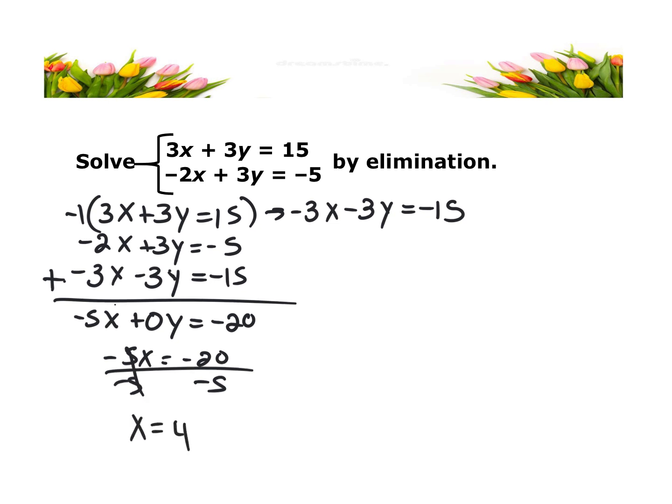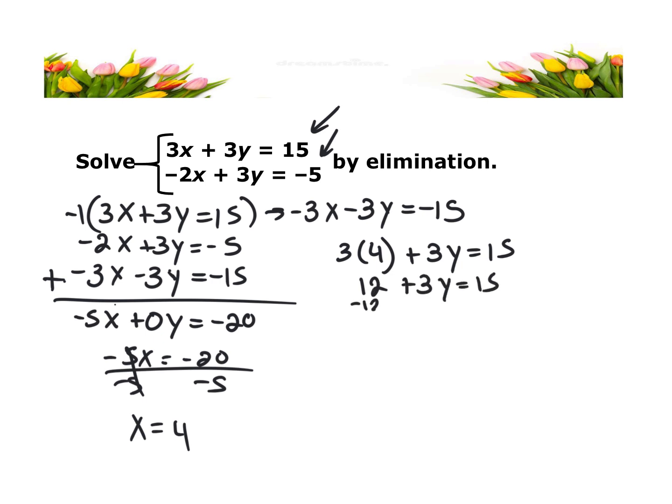I will grab that 4 and plug it into either equation. Again, it doesn't matter which one. I'm going to plug it into the first one just because it's on top. There's no preference. 3 times 4 plus 3y is equal to 15. So I get 12 plus 3y is equal to 15. I'll subtract 12 on both sides and get 3y is equal to 3. Then I get y is equal to 1. So we get the ordered pair of 4, 1.